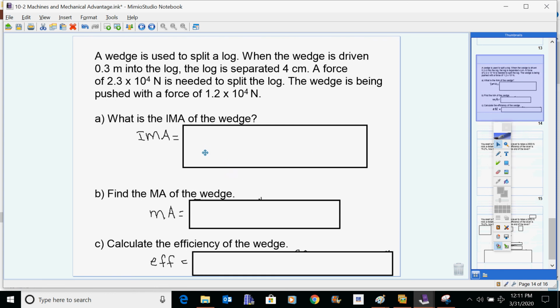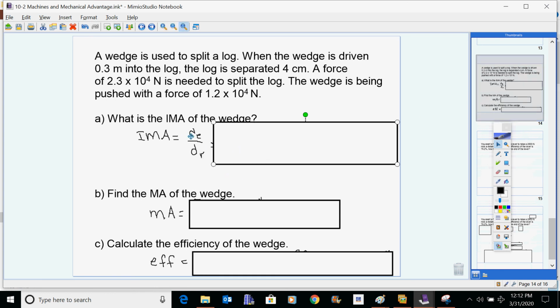So the ideal mechanical advantage is dE over dr. Now, in order to do this problem, we have to go through and identify the different pieces. dE is the effort distance. That's the distance that you put in order to do this particular problem. Now, we have two distances. We have the 0.3 meters and we have the 4 centimeters.